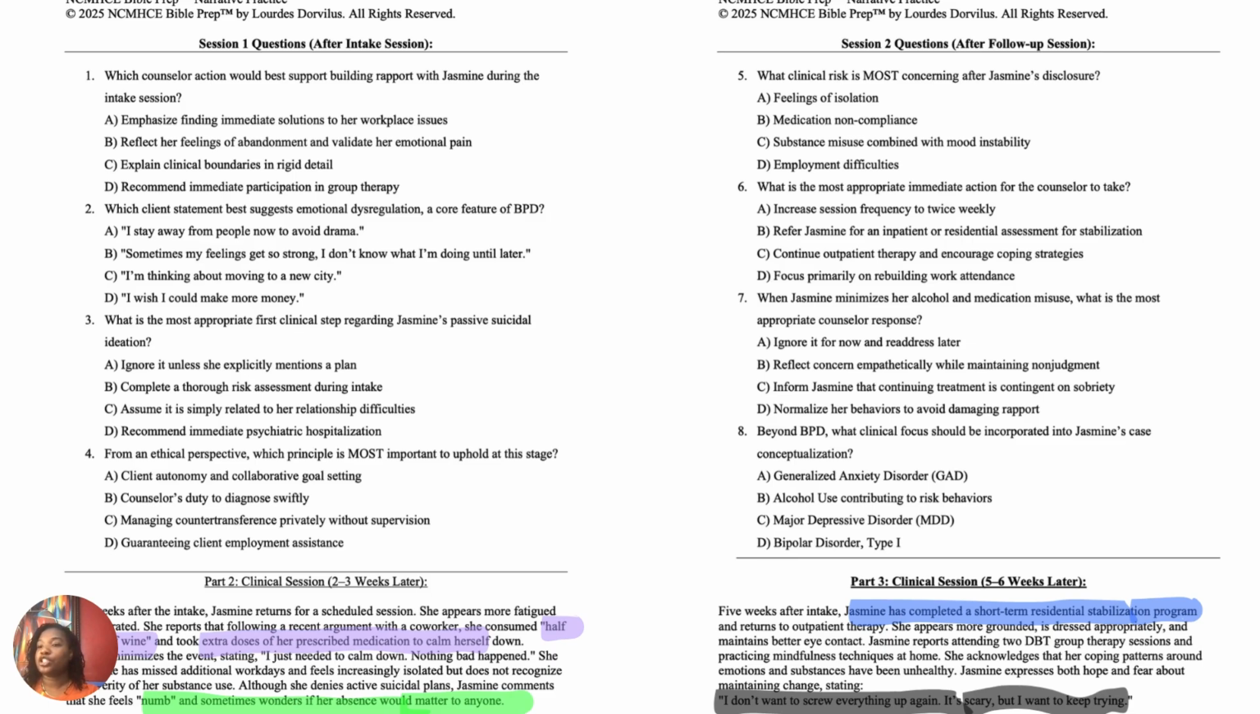A, ignore it until she explicitly mentions a plan. B, complete a thorough risk assessment during intake. C, assume it is simply related to her relationship difficulties. D, recommend immediate psychiatric hospitalization.